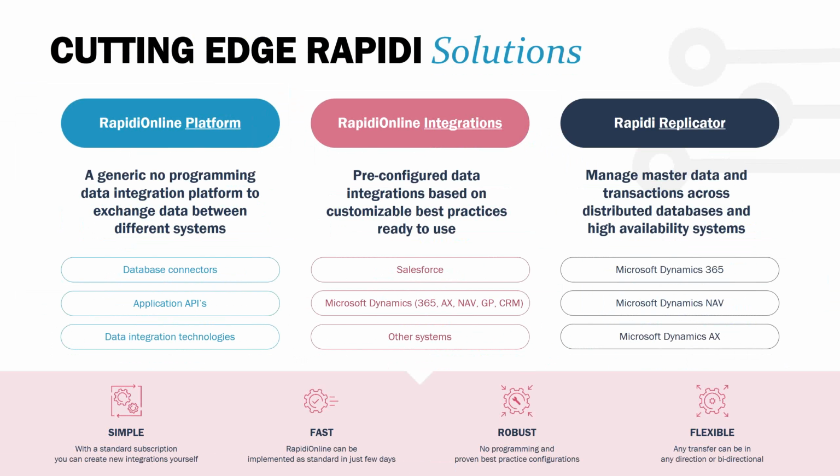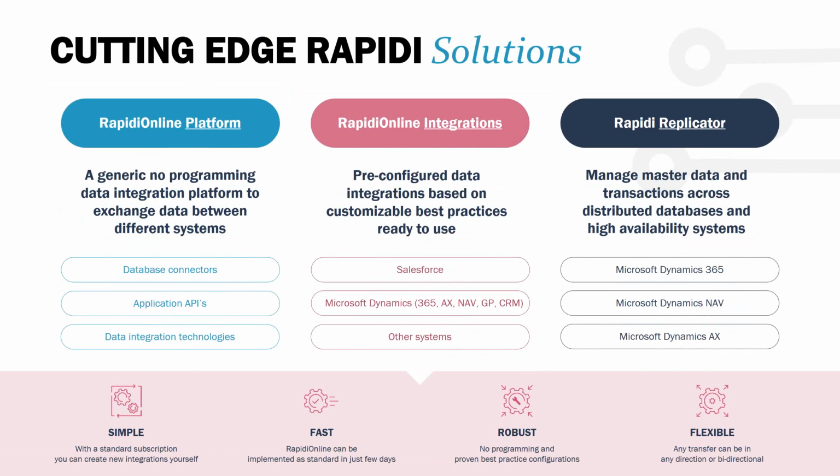Let's talk a little bit about RAPIDIONLINE and what it is. RAPIDIONLINE is an open data integration platform. We have the ability to connect to different databases directly. So for instance, we can connect directly to Microsoft SQL. We also have application APIs, which is used when we do more advanced integrations. Typically, this is what we use when we integrate Salesforce and Microsoft Dynamics. And we also support more generic data integration technologies, such as REST and SOAP, which is used to build integration to other third-party solutions.